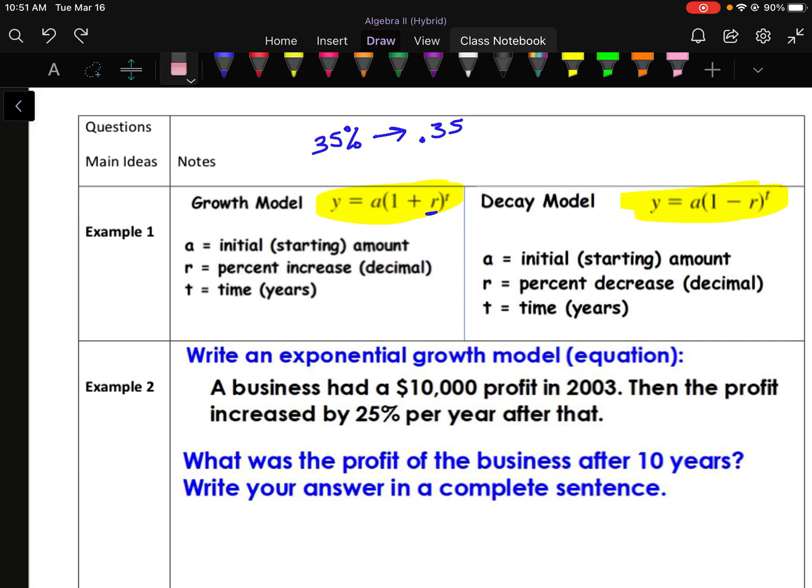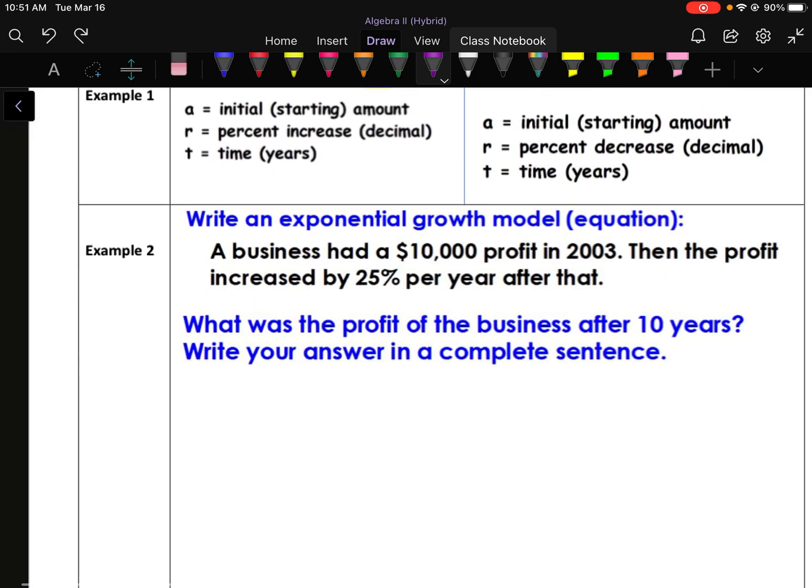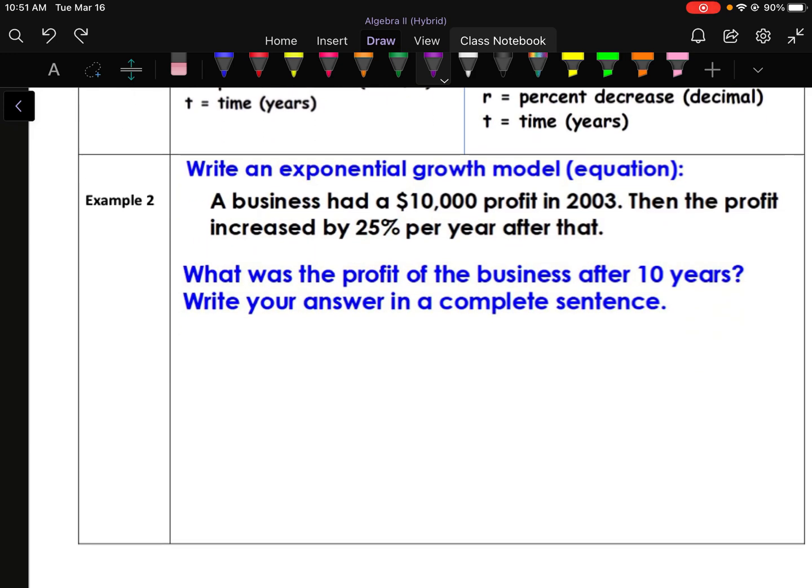And if you look at the decay model, the only difference between growth and decay is one, you add your rate to 1, take 1 plus your rate. In the other example, you take 1 minus your rate. Otherwise, they're the exact same thing. The variables stand for the exact same thing. So putting them to use here, write an exponential growth model. It tells you, but usually you have to look for some keywords like population increases or something like that.